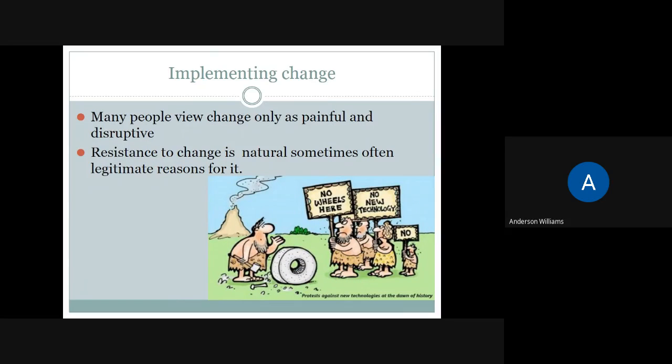Many people view change only as painful and disruptive. Resistance to change is a natural, and sometimes legitimate, response. Here in the picture, we see a caveman building a wheel, and you see people protesting. Probably they're protesting his innovation, complaining, probably saying things like climate change. So for their own reasons, they're seeing innovation and fear.